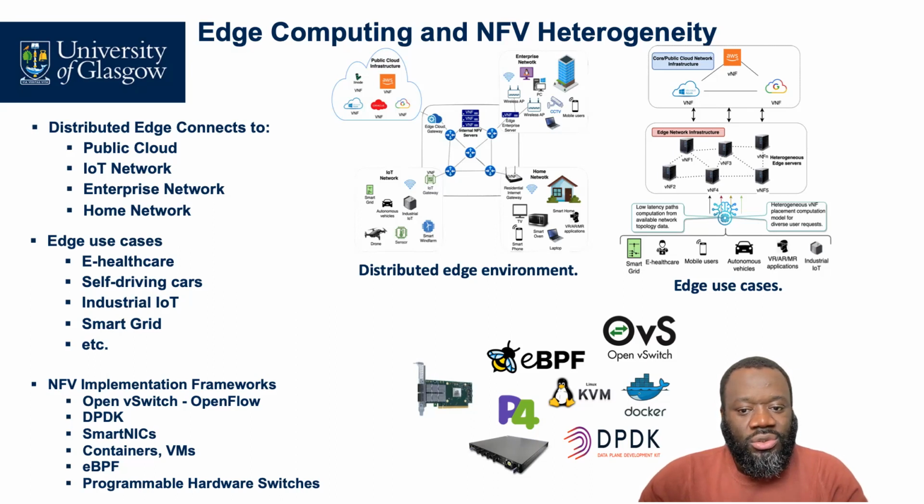For NFV implementation, some of the frameworks that operators can use include SmartNICs or Open vSwitch, Docker, for instance, for containerized functions, DPDK, and eBPF. These are some of the options that are available to network operators when they want to place network functions at the edge.